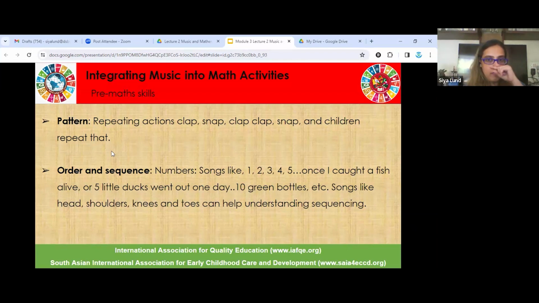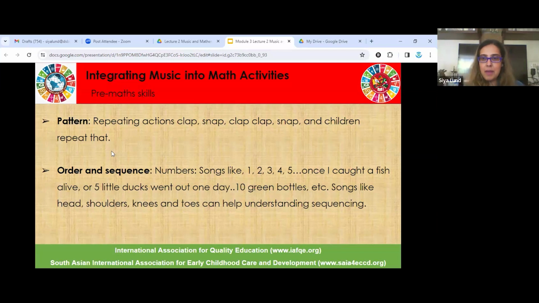So when you have, for example, let's do this. Let's try this together. I'm going to clap, snap, clap, clap, snap. Okay, so let's see you doing that. Clap, snap, clap, clap, snap. Can you try this rhythm? Repeating rhythm, please. Clap, snap, clap, clap, snap.